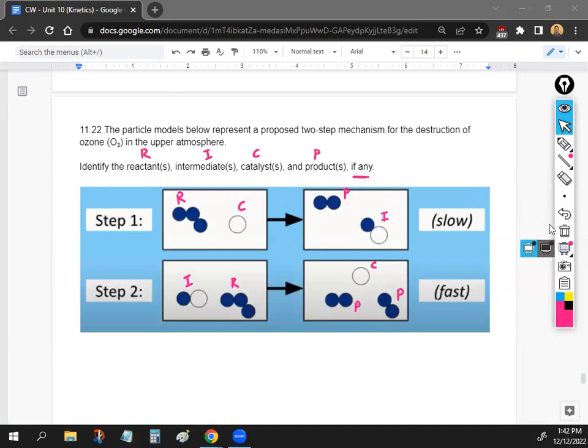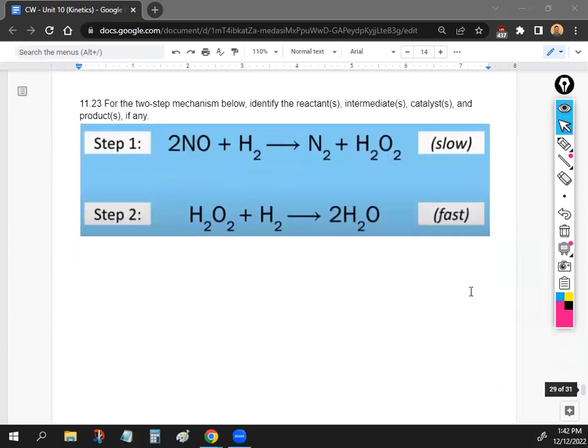Okay, all right. So this is one more tangible, and this is the last question before we go into the last section of this unit. Okay, I want you guys, for this two-step mechanism, to identify the reactant, the intermediates, catalysts, and products, if any, and see if you can write the overall reaction. Okay, so we have our two-step mechanism here.